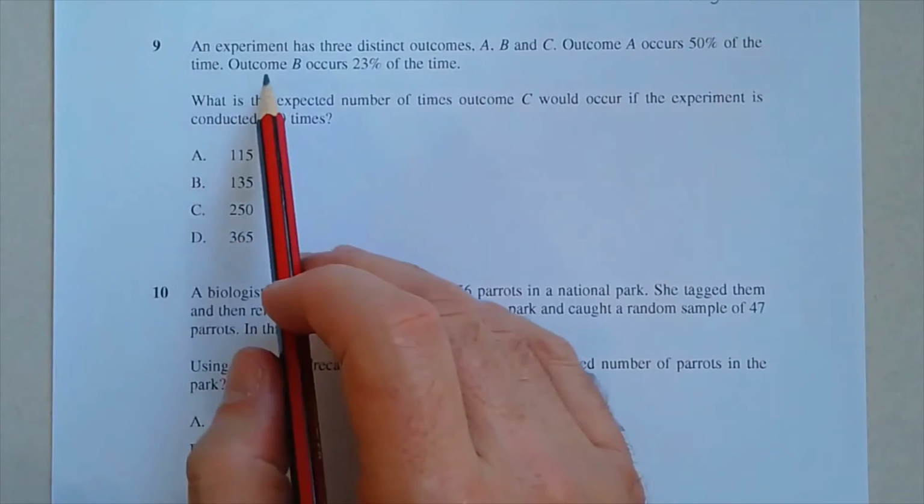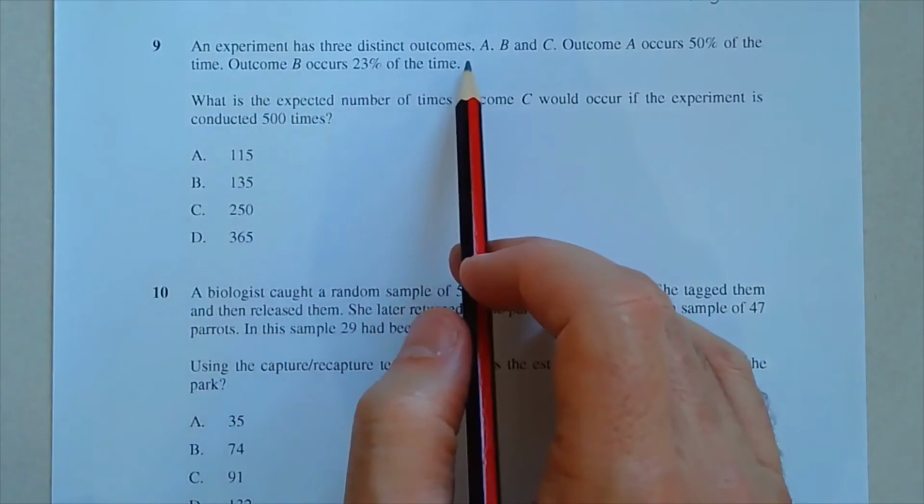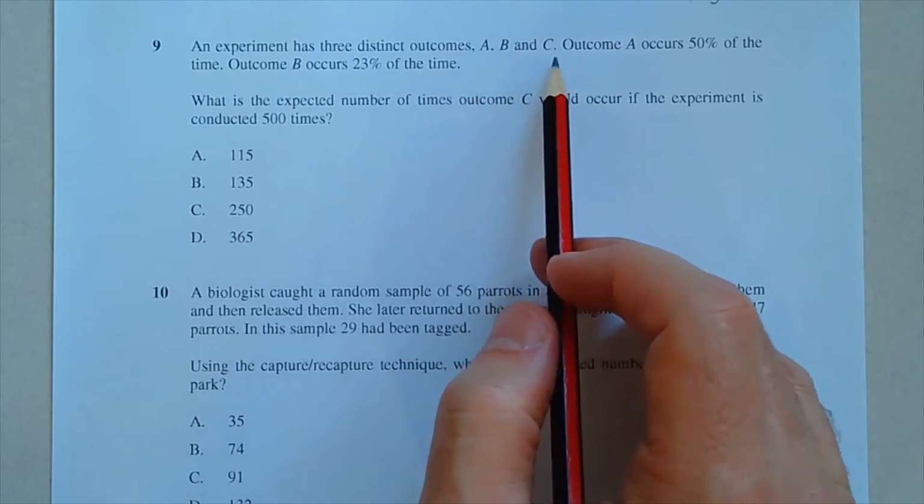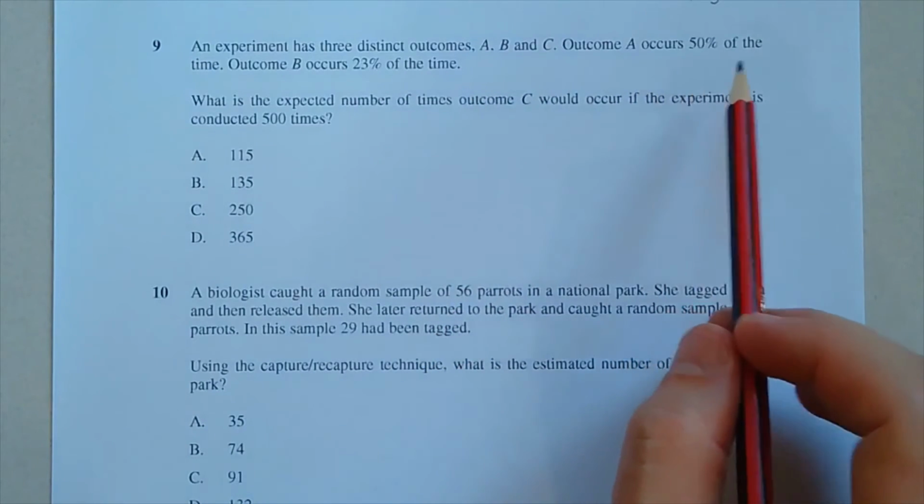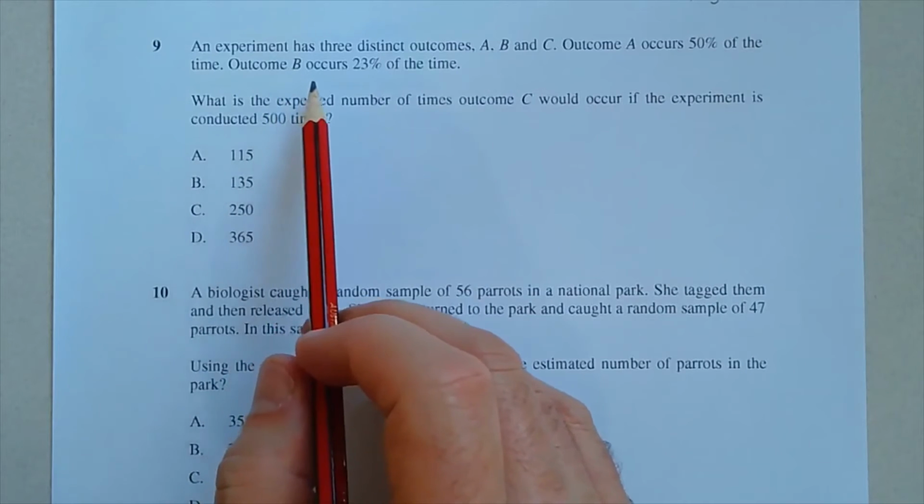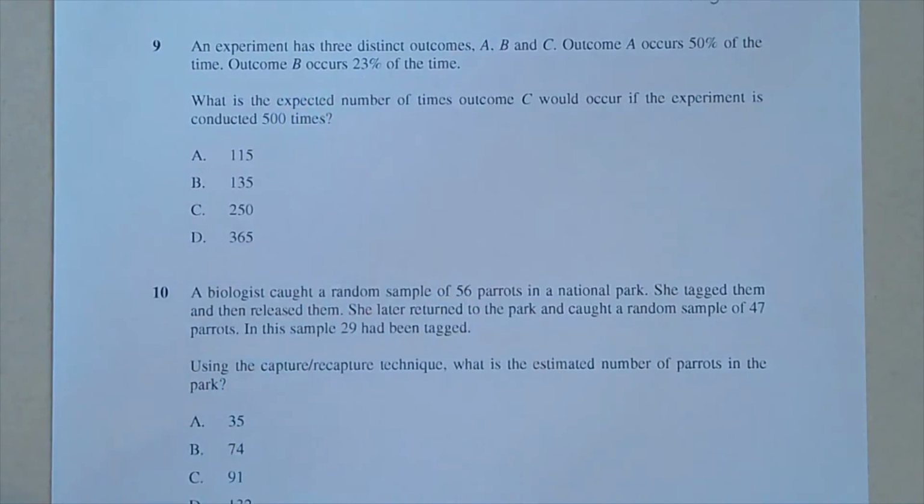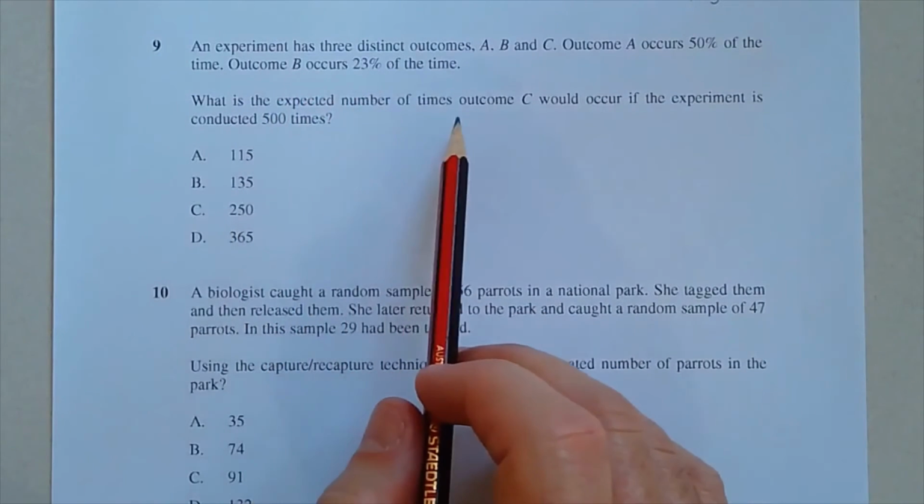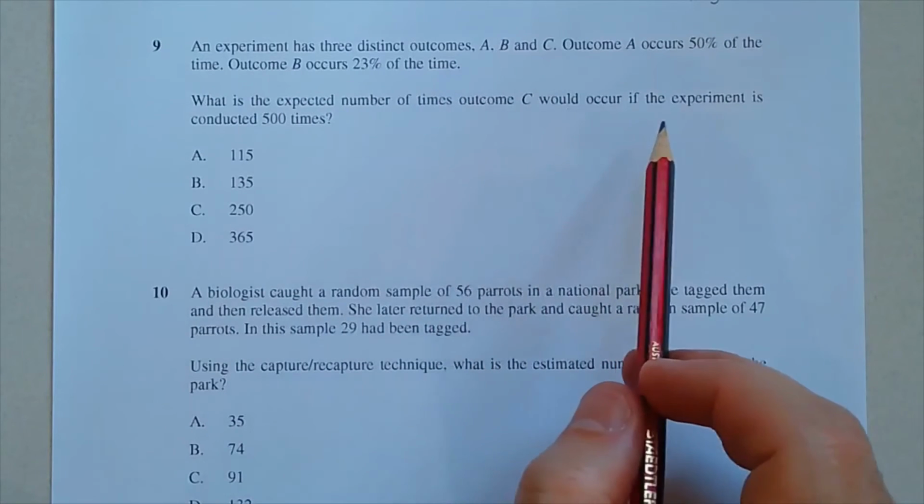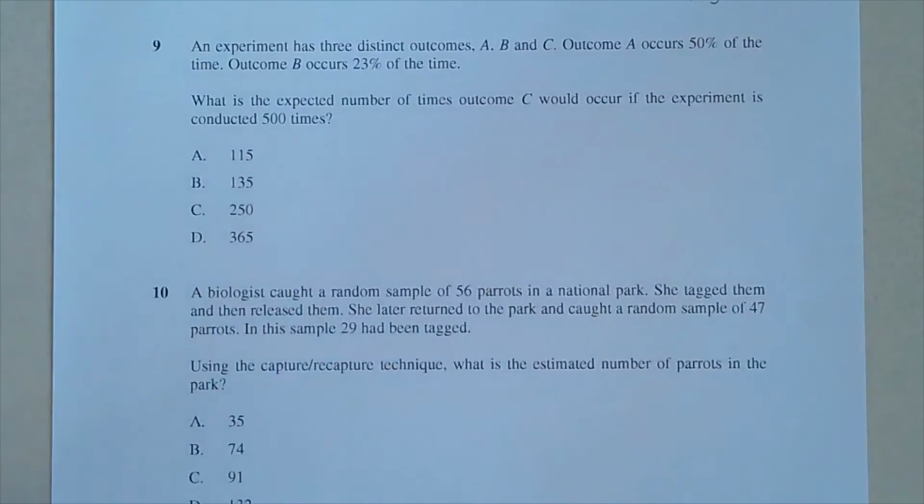Question 9. An experiment has 3 distinct outcomes, A, B, and C. Outcome A occurs 50% of the time. Outcome B occurs 23% of the time. What is the expected number of times outcome C would occur if the experiment is conducted 500 times?